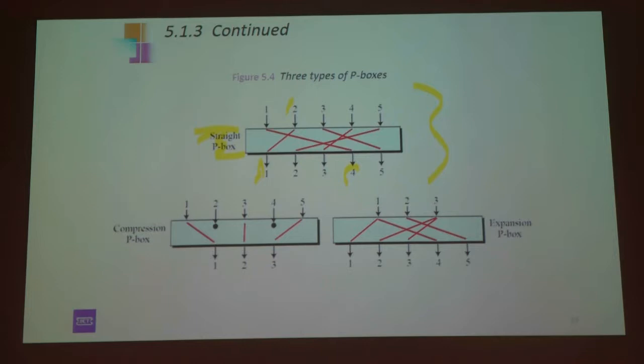So for confusion and diffusion, we'll learn about it. The data keeps changing, right? We need to change the data, mix it like a blender. We keep blending the data, changing the data until the end.